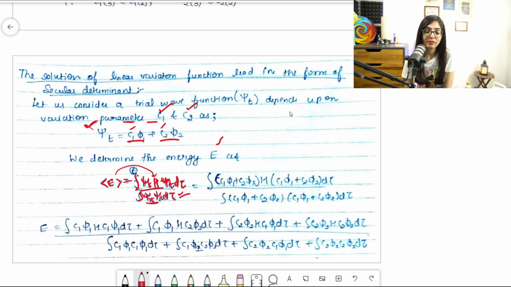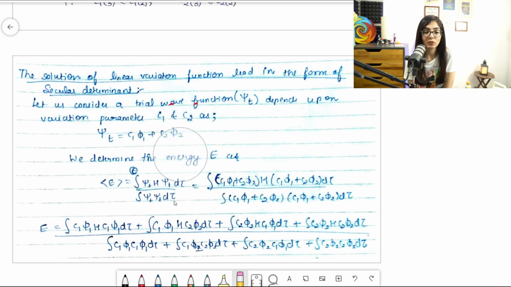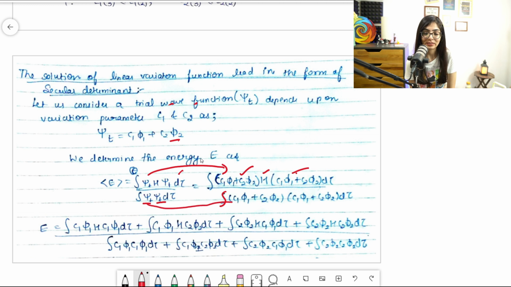So if I put down the value of this trial wave function, that is C1 psi1 plus C2 psi2, I'll put it over here: C1 psi1 plus C2 psi2, that is done. Then H, and then again C1 psi1 plus C2 psi2, divided by the trial wave function, again putting the value, and then d tau. Clear? So now what will I do? I'll expand these terms.